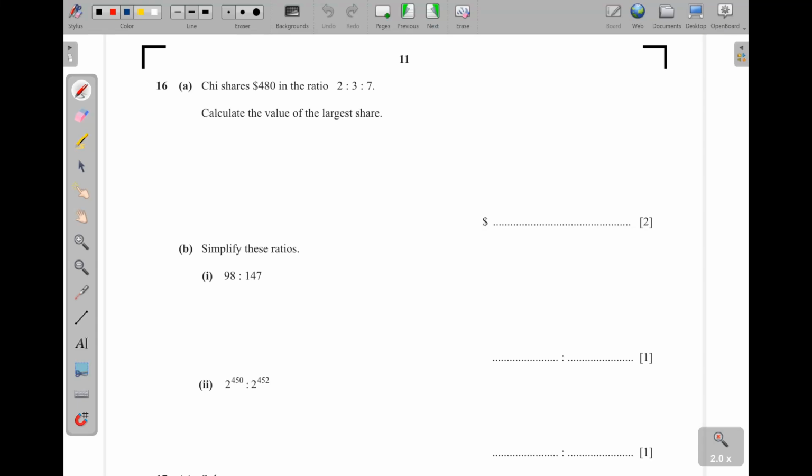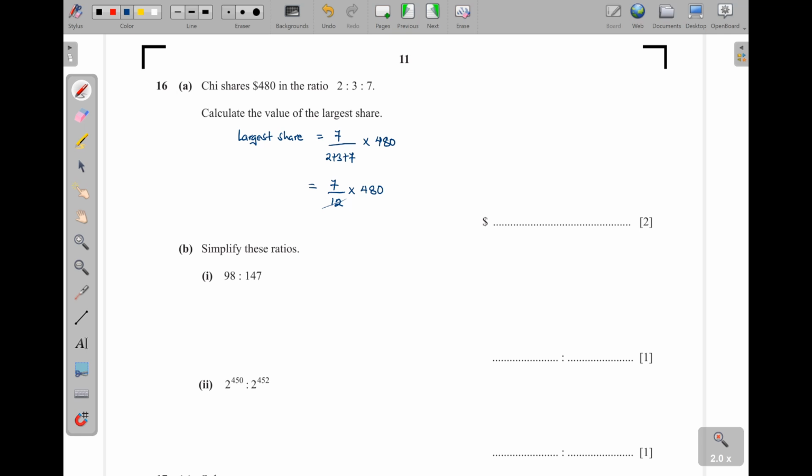Question 16, part A. Chai shares $480 in the ratio 2:3:7. Capture the value of the largest share. So the largest share, of course, is going to come from the biggest share in the ratio, which corresponds to the 7. So largest share shall be equal to 7, then divide by the total of this, that is 2 plus 3 plus 7, which is 12. Then times the 480. So we have 7 out of 12 times 480.